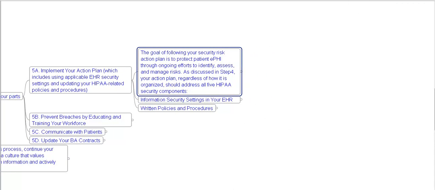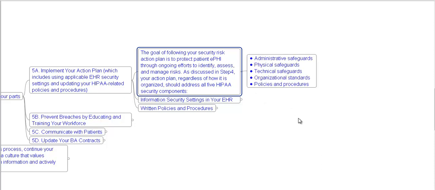The goal of following your security risk action plan is to protect patient ePHI through ongoing effort to identify, assess, and manage risk. As discussed in step 4, your action plan, regardless of how it is organized, should address all 5 HIPAA security components: administrative safeguards, physical safeguards, technical safeguards, organizational standards, and policies and procedures.